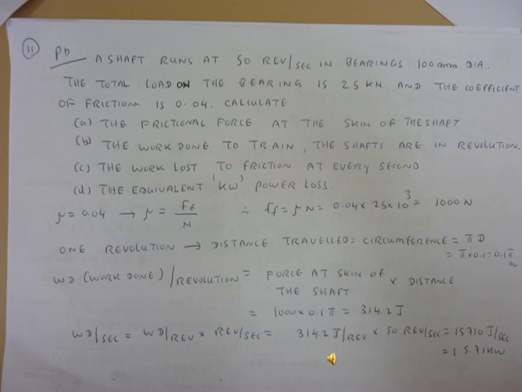So in one revolution, the distance traveled is the circumference, pi multiplied by D. So pi multiplied by the diameter 0.1, so you get 0.1 pi meter.